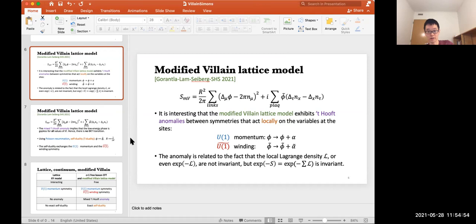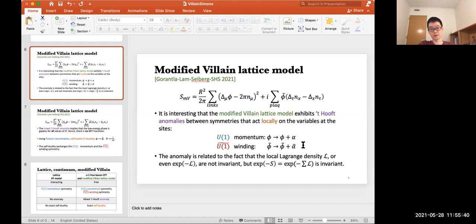So first of all, you see that I chose the word locally on the variables because I think the notion of on-site in the condensed matter literature might mean something different than what we have here. And we didn't analyze this model in the Hamiltonian picture. And I think when we go to the Hamiltonian, I wouldn't make any statements on whether the Hilbert space has a tensor product structure and whether the two U(1)s really act on site or not. But as a Euclidean lattice model, the two symmetries certainly act locally on every variable. So the short answer is that we didn't really analyze the Hamiltonian model in detail.